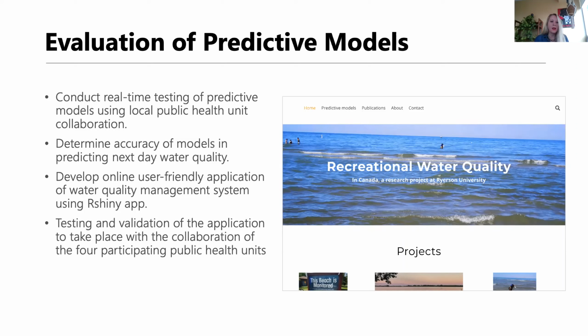review trends. And with this, we're developing that online user-friendly application of water quality management system using something that's called R Shiny to develop this application. And then, as I mentioned, testing and validating the application with the collaboration of our health units, and also assessing the practical usability of the online application in a public health setting.